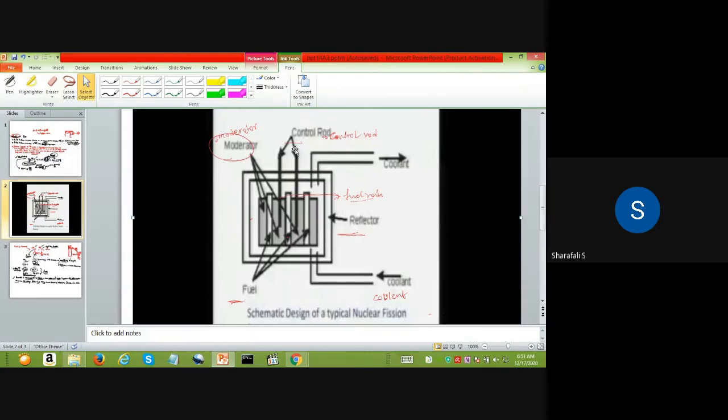So these are the important parts of nuclear fission reactors. Now we will discuss more about the same in the next class, and we'll continue from here. Next, we have to discuss the four-factor formula and some more about fission reactors.